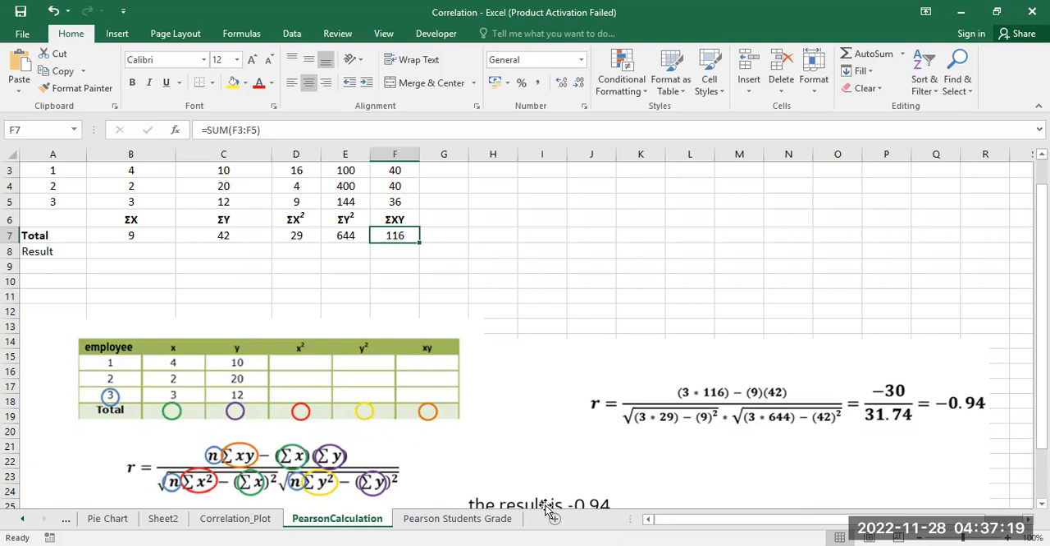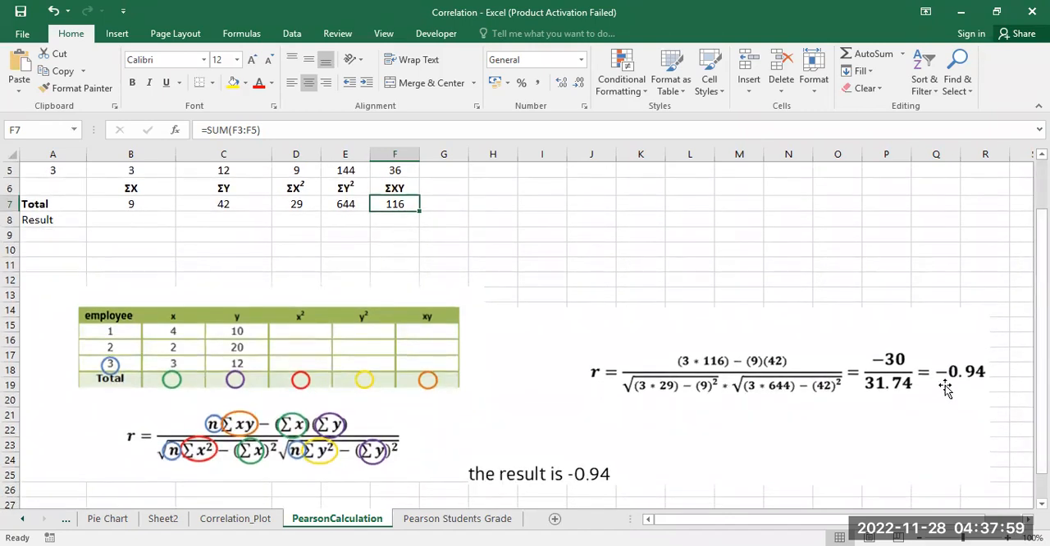Everything divided by the square root of N, our N is 3, multiplied by the sum of X squared. The sum of X squared is 29. You can see 29 here, minus the square of the sum of X, which is 9. You can see 9 here, multiplied by N, which is 3, times the sum of Y squared, which is 644, minus the square of the sum of Y, which is 42. And if you do the math neatly, you should obtain that R is equal to minus 0.94.